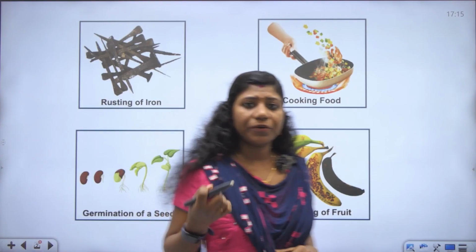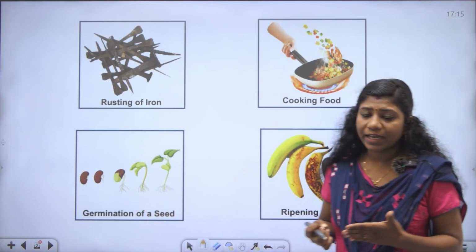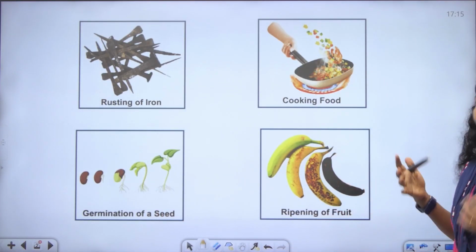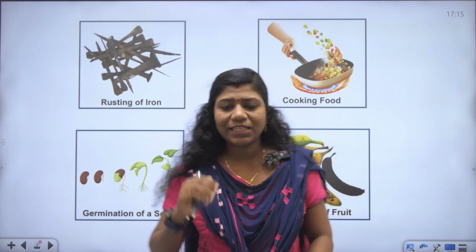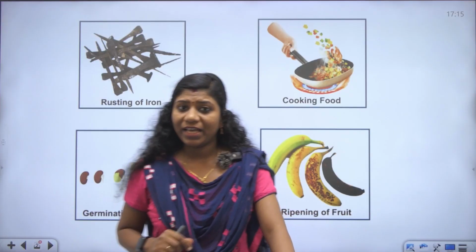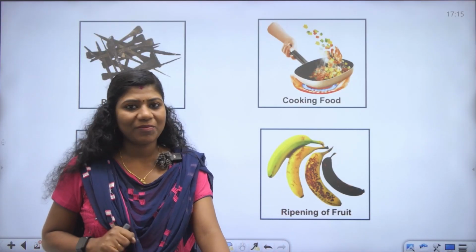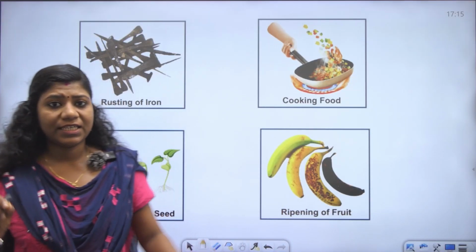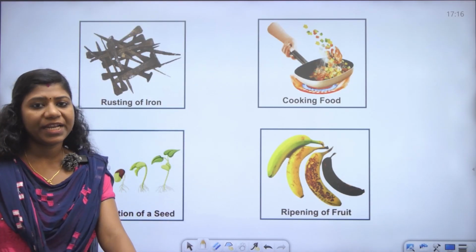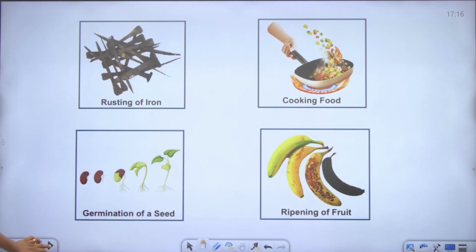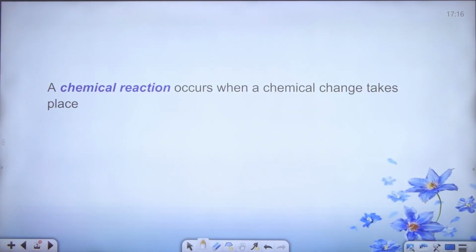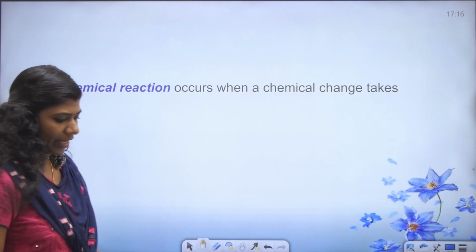A new molecule is formed. During chemical changes, a new molecule is formed. This type of change is called a chemical change and the reaction is called a chemical reaction. Chemical changes are permanent changes and physical changes are temporary changes. A chemical reaction occurs when a chemical change takes place.